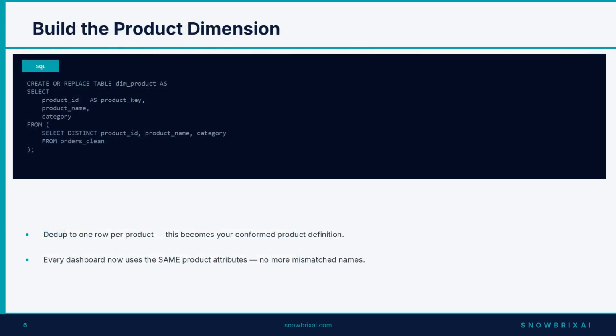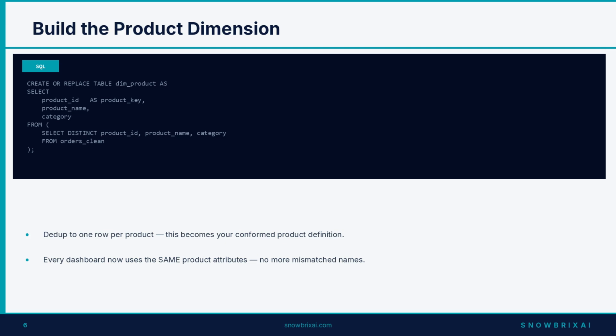We always build dimensions before the fact and we start with product. The intent here is one clean row per product. We select distinct from orders clean, pulling product ID, product name and category. We rename product ID to product key because in a dimension it is the key, then we wrap it in create or replace table dim product. Why does this matter so much? This dedup becomes your conformed product definition. From now on, every dashboard uses the same product attributes. No more mismatched names, no more arguments.